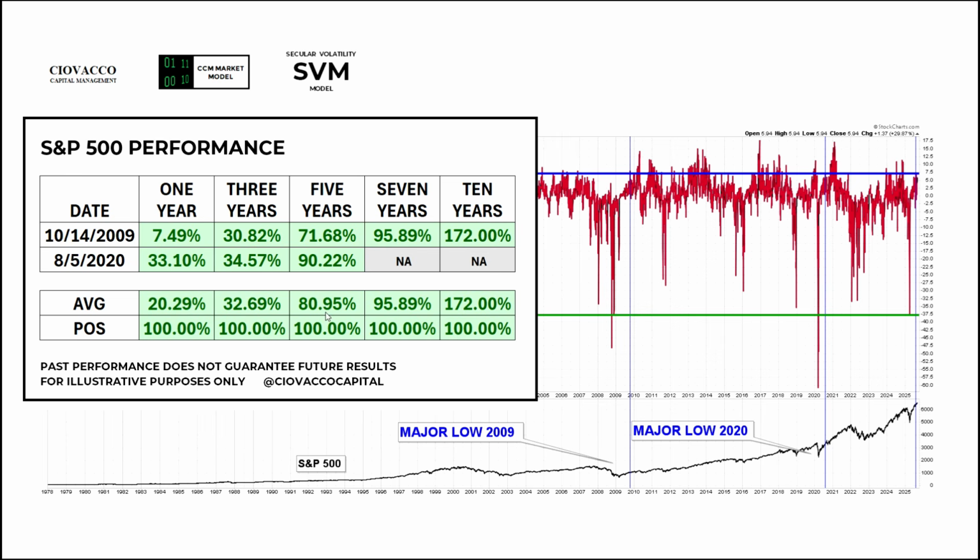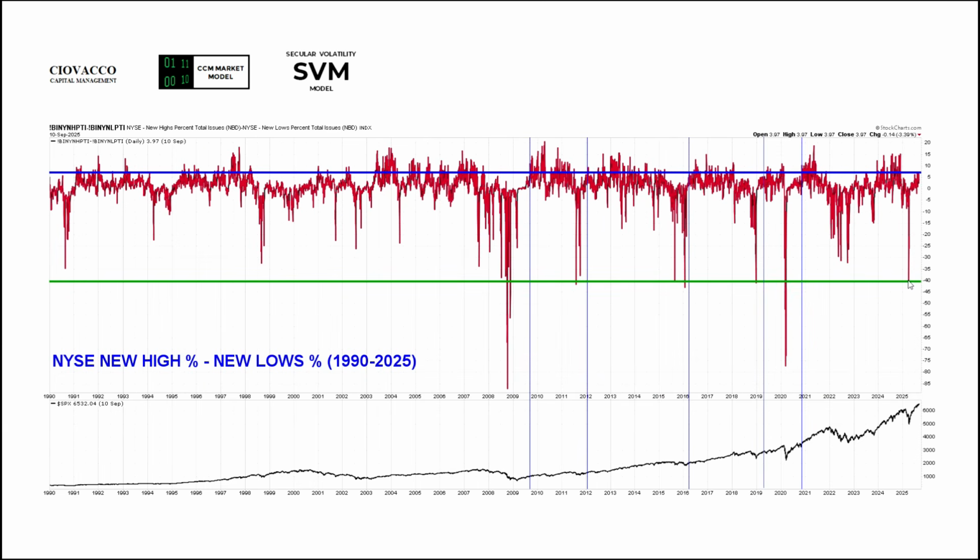5 years later, 81%. 7 years later, 96%. And 10 years later, 172. And that speaks to the 2009 case. Another rare signal that's only happened a handful of times going back to 1990.